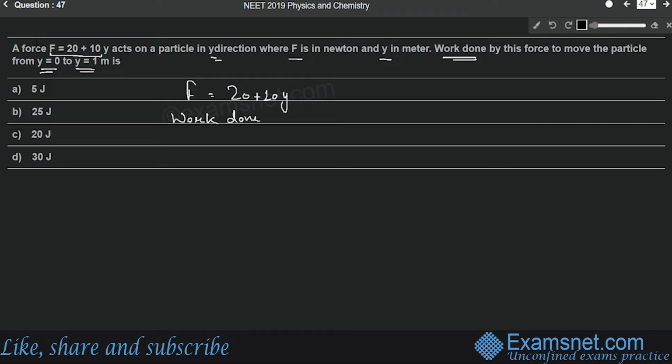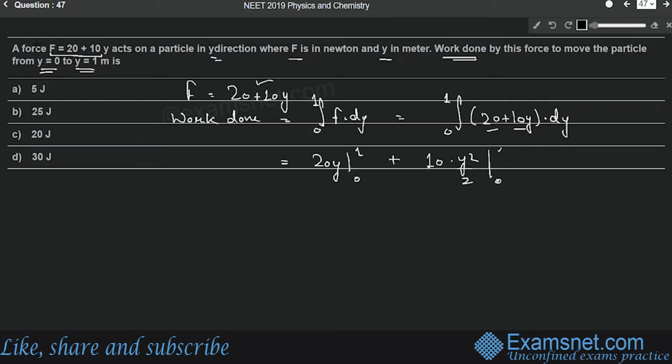So work done will be equal to the integration of F dy, and the limit is 0 to 1. The value of F is 20 plus 10y. So let's put this value here: integration of (20 plus 10y) dy, and the limit is 0 to 1. So when we integrate 20 dy, we'll get 20y, and the limit is 0 to 1, plus the integration of 10y dy will give 10y square by 2. Again the limit is 0 to 1.